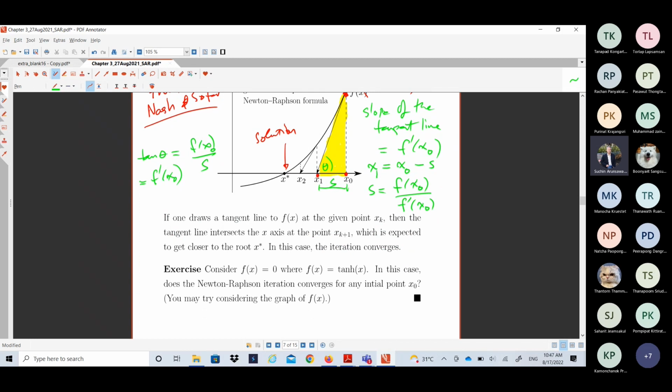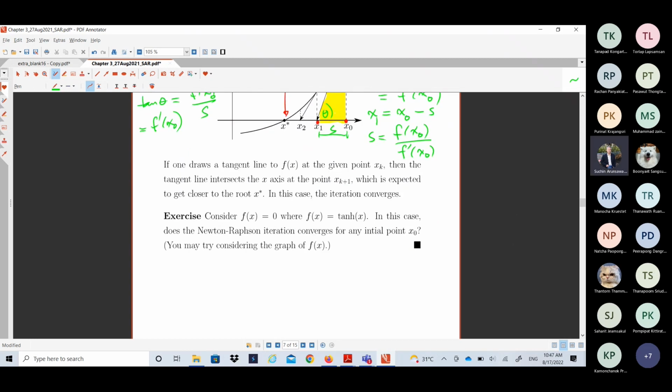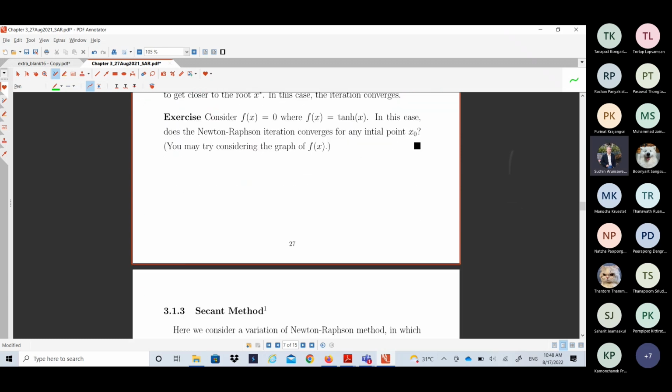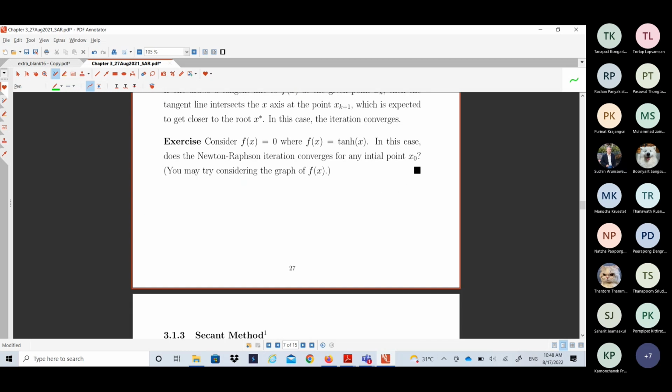Now, in this exercise, I give you another function, which is the function hyperbolic tan of x. In this, you will see that sometimes the convergence depends on the initial point x naught, and for some initial points x naught, the iteration does not converge, it diverges. It diverges, and you will see this.